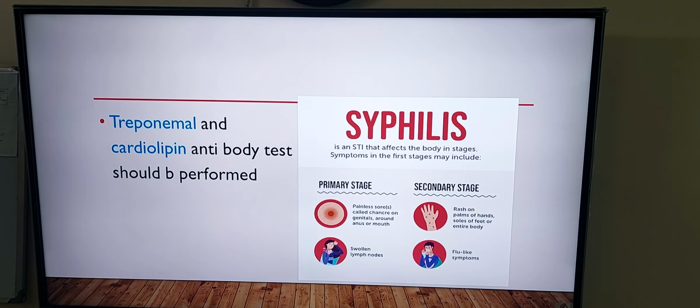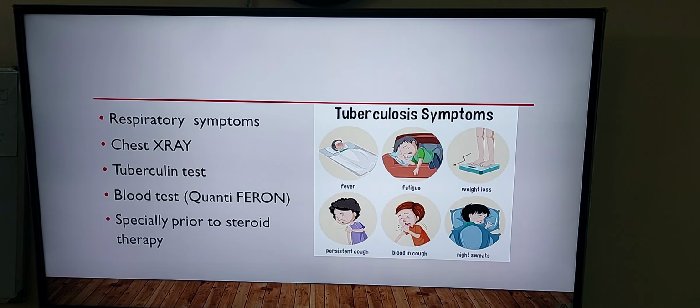In syphilis, we do the treponema and cardiolipin antibody tests. It's a sexually transmitted disease. So you should also take the history of the patient if an intermediate uveitis patient comes to you.